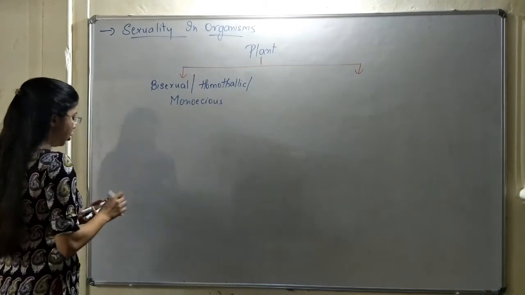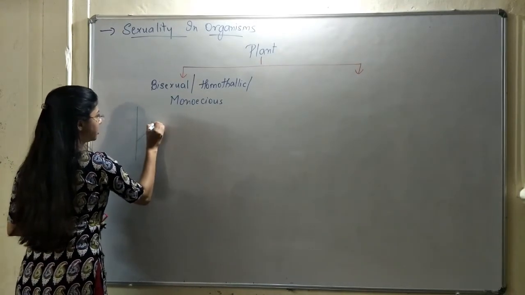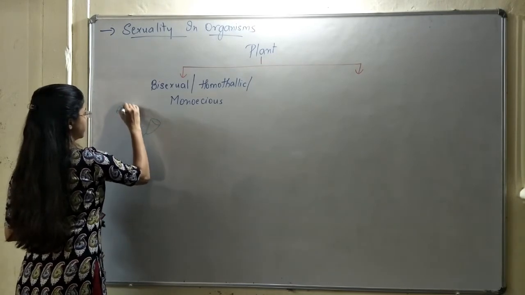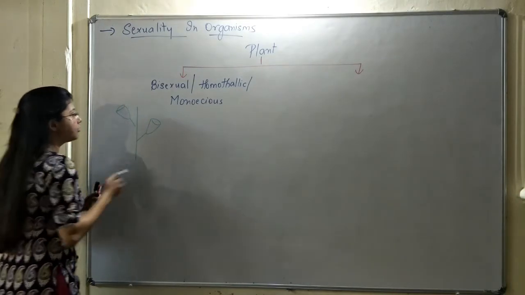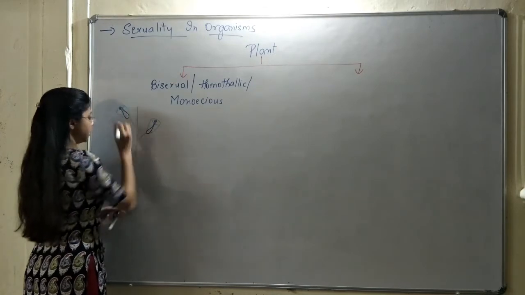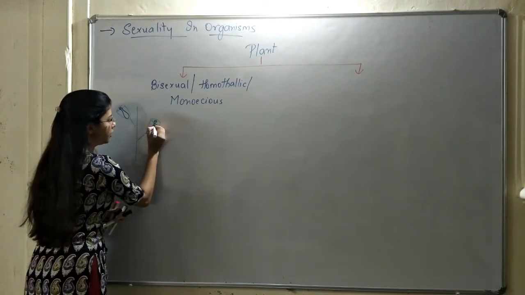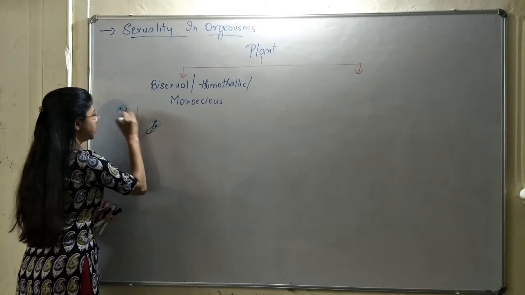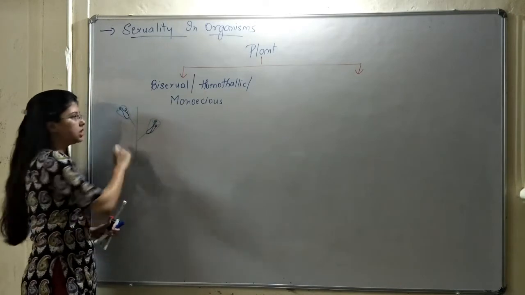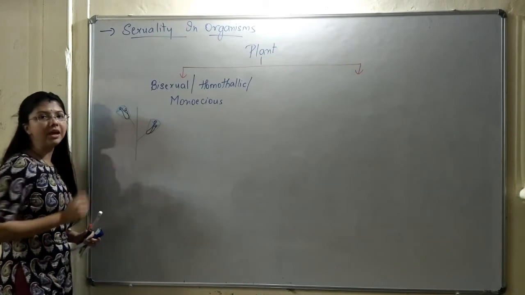Okay, let me draw the diagram. See, a plant with flowers. And what kind of flowers? A flower which has both male as well as female reproductive system within the same flower will be called bisexual, homothallic or monoecious. See, this is a single plant having flowers and a single flower is having the female as well as the male reproductive system.